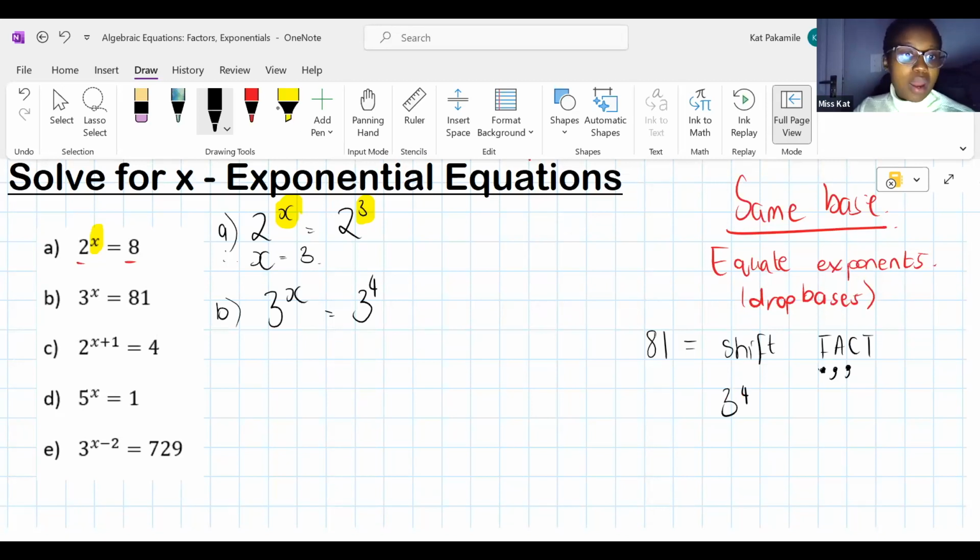Okay, so now we have them at the same base. Therefore, we equate the exponents, last step. Therefore, x is equal to 4.